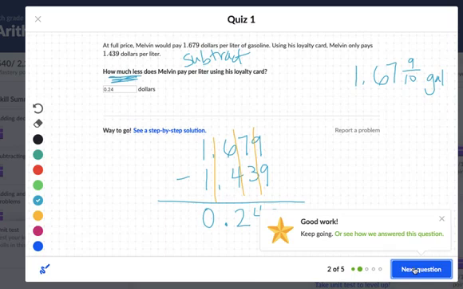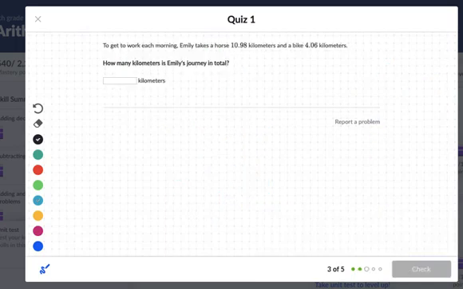All right, let's do another problem. This problem says to get to work each morning, Emily takes a horse 10.98 kilometers and a bike 4.06 kilometers. How many kilometers is Emily's journey in total? So go ahead and pause the video and try this on your own first.